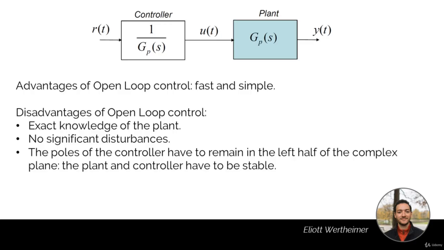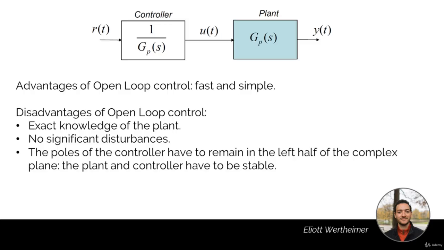So its advantages are obviously that it is fast and simple to implement. However, it has many disadvantages. First of all, you need to have exact knowledge of the plant. You need to know exactly the transfer function of the plant to be able to create the inverse of that transfer function in your controller. It will not react well to significant disturbances. Any significant disturbance will push the output of the system away from your reference input because it is not able to adapt itself to a new variable.